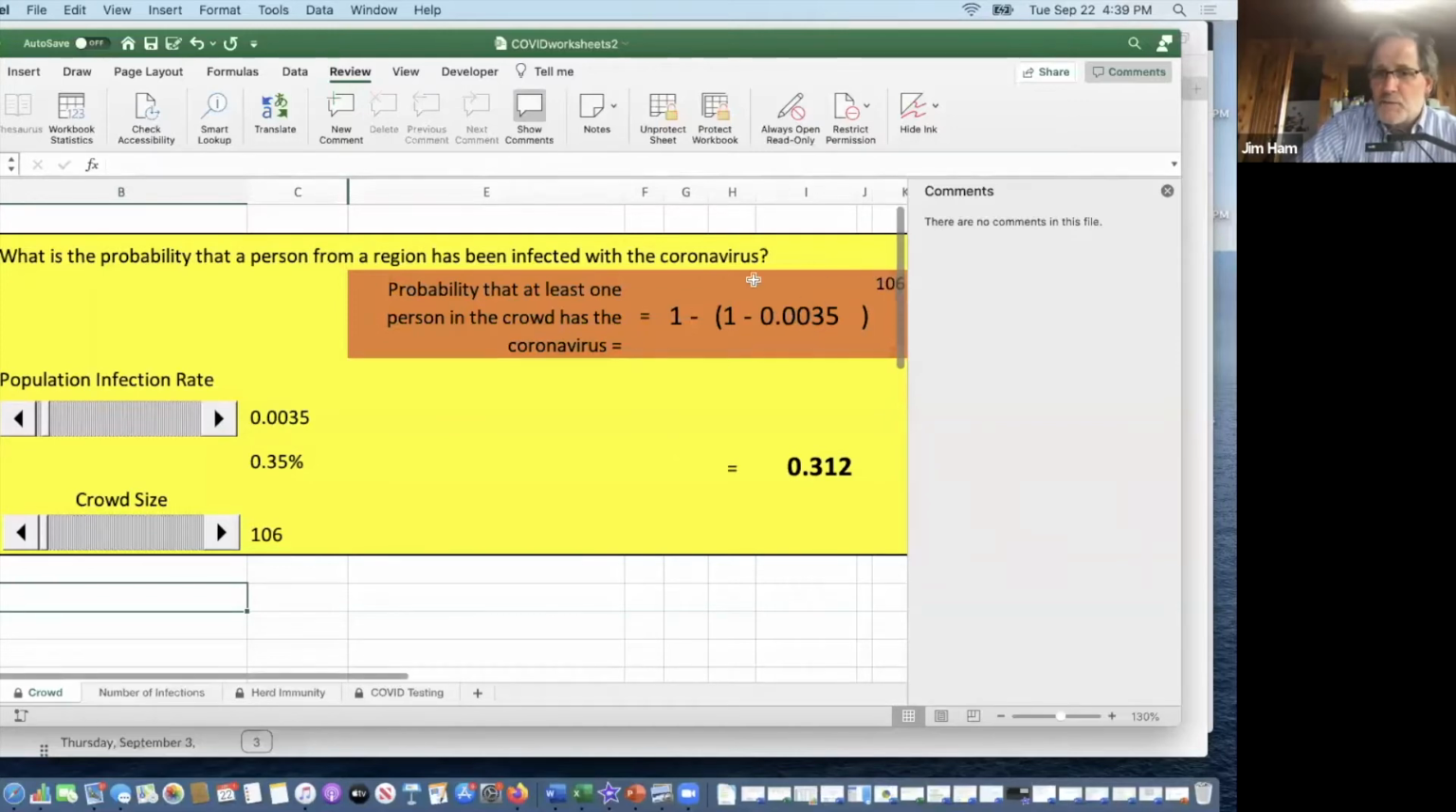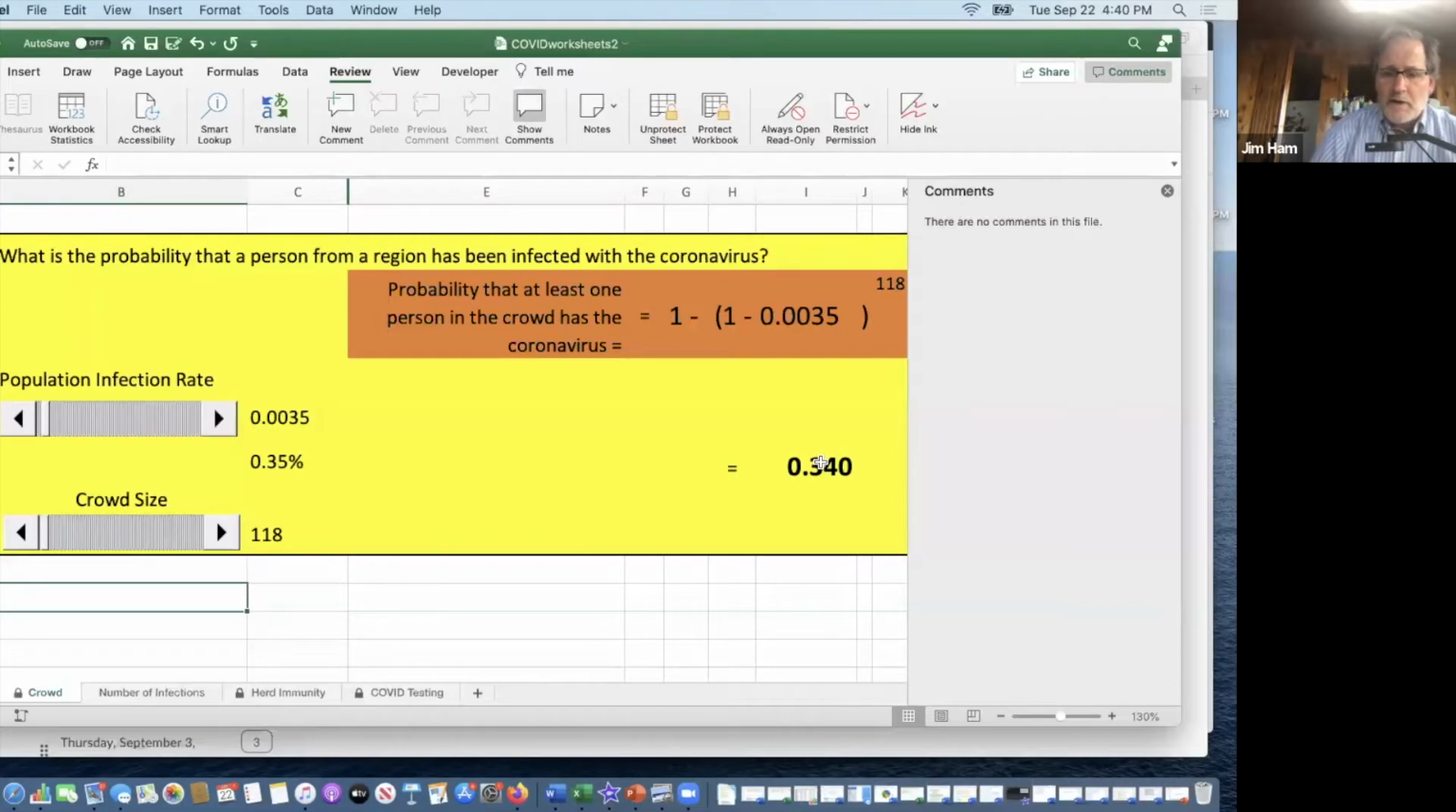But here is the formula, and it uses the complement rule here in order to do that. And there's the formula. You can also increase the crowd size. Notice that that changes the exponent here of the formula. And then it also changes the probability that someone in the group has COVID. And if they have it and there's no mitigation, nobody's wearing masks, then many people in that crowd can be infected.